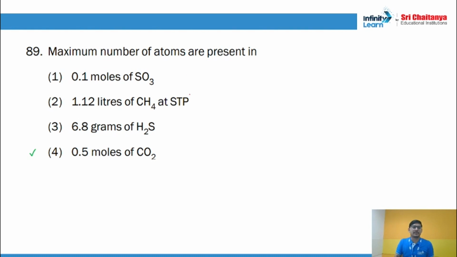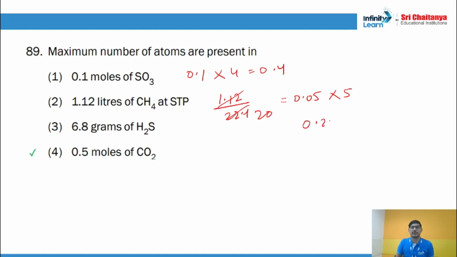Maximum number of atoms are present in, so obviously you have to multiply the number of moles by the atomicity. So in this case it is 0.1 multiplied by 4, it is 0.4. Right, here you find out the volume, 1.12 divided by 22.4. So it is how much? It's 1 by 20, that is 0.05. It is multiplied by 5, that is 0.25. And that is how you can do in all cases. Okay, so this will come out to be the maximum. Okay, so because 0.5 moles and there are 3 atoms, so this will give you the maximum number of atoms, 1.5 mole. Correct.